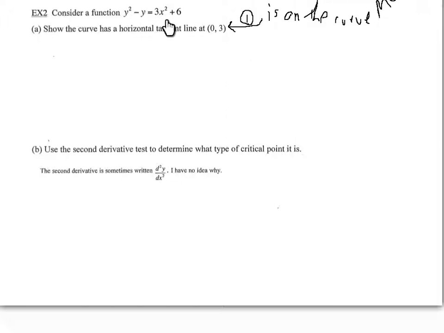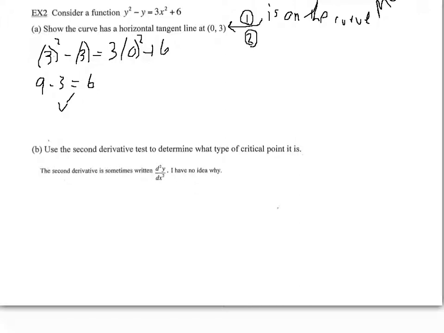So when I plug in (0, 3), this would be y squared minus y, that's going to have to equal 3 times x squared plus 6. This is going to be 9 minus 3, which is going to equal 6, and yes, indeed, it's on the curve, on the graph. So the second thing we have to do is make sure that it's going to have a horizontal tangent line.